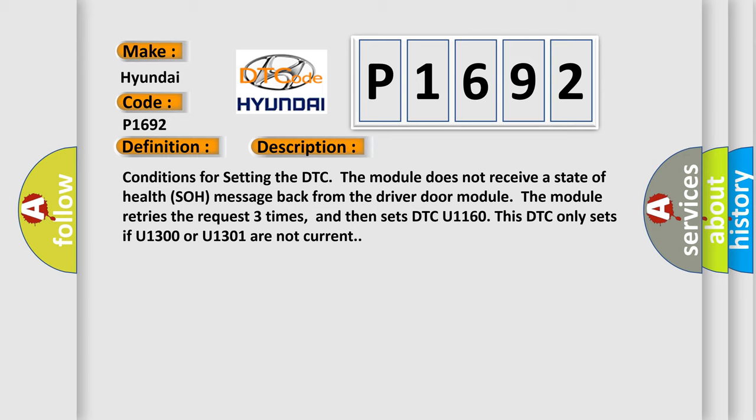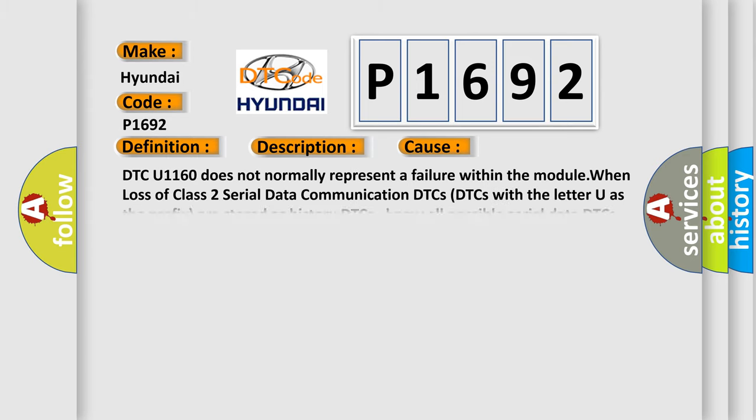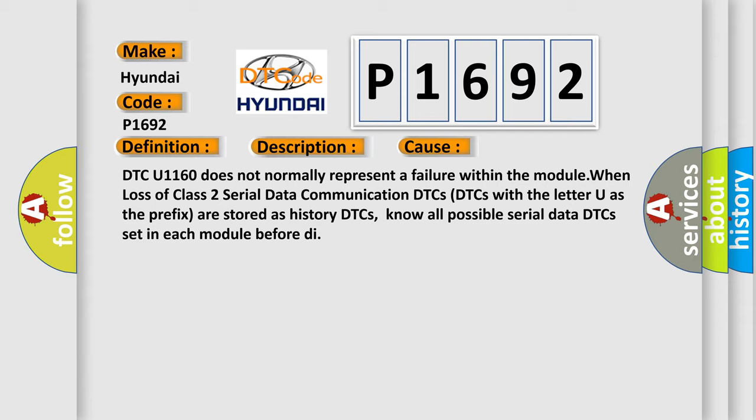This diagnostic error occurs most often in these cases. DTC U1160 does not normally represent a failure within the module, but a loss of class 2 serial data communication. DTCs with the letter U as the prefix are stored as history DTCs. Not all possible serial data DTCs set in each module.